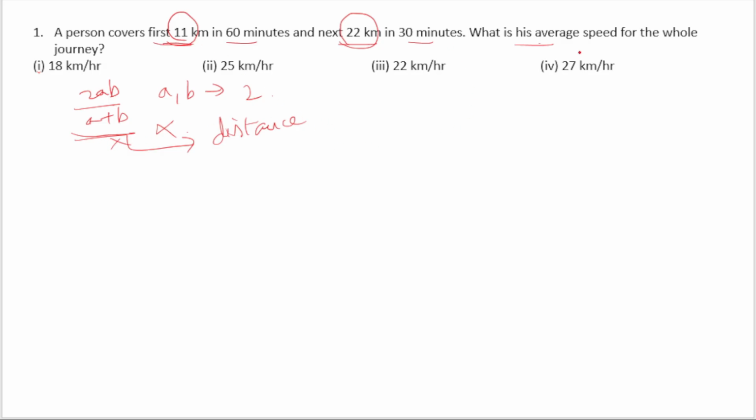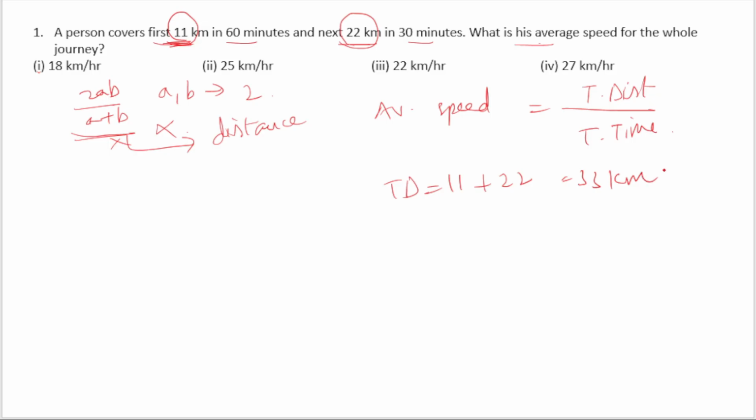So, how do we calculate the average speed here? Average speed is equal to total distance traveled divided by total time taken. Here in the first case, what is the distance traveled? It is 11 kilometers. And in the second case, the distance traveled is 22 kilometers. This is the total distance, it is 33 kilometers.